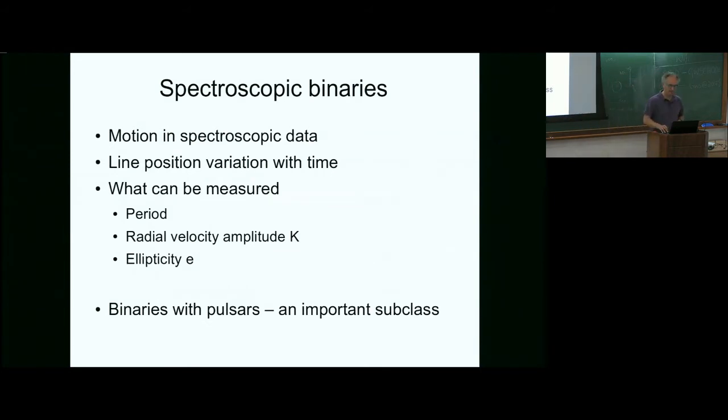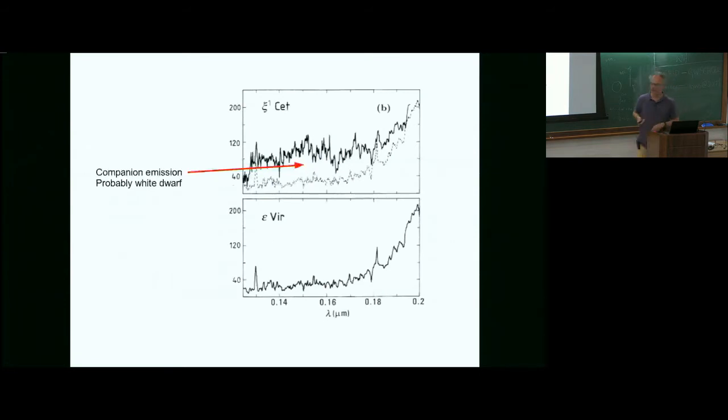Here is an example of spectra of such an object. So you see, this is the typical spectrum of a companion star in such a system, like this one, and here you have some excess of emission that is probably a white dwarf companion. So that's the typical example of a spectroscopic binary.